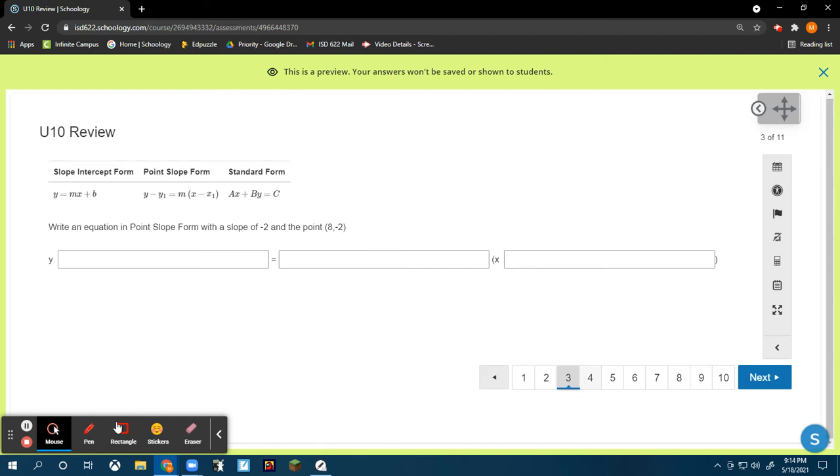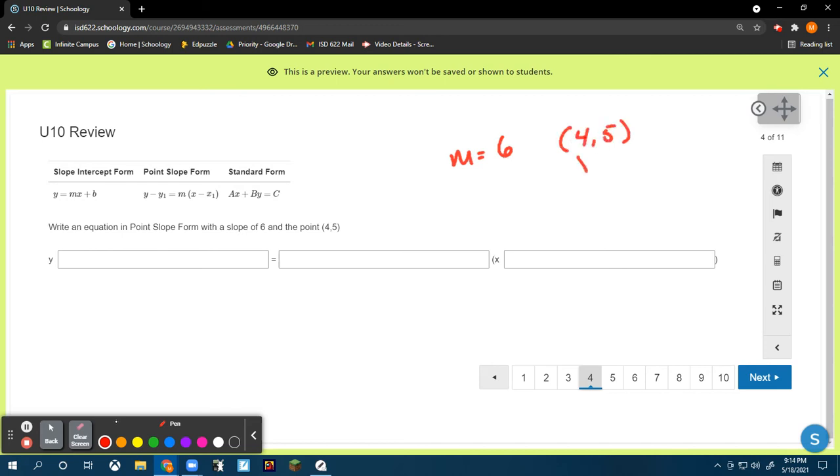Let's go to number 4. Still writing in point slope form. Our slope is 6. Our point is 4, 5. Again, x1 and y1. Opposite of 5 is -5. Our slope is 6. Opposite of x is -4. And that's it.